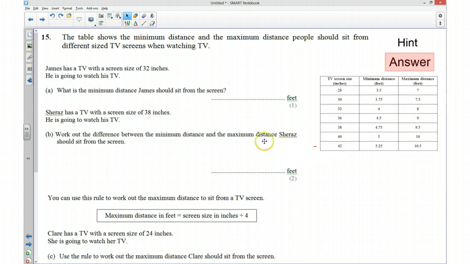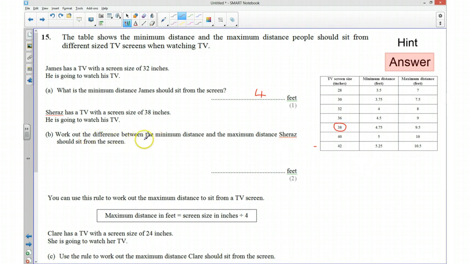Okay, I'm now going to go over the answers to the question. So first of all, James has got a TV with a size of 32 inches, so there's my 32 inches there. The minimum distance James should sit from the screen, well, this is the minimum distance, and for 32 inches that looks like it's going to be 4 feet.